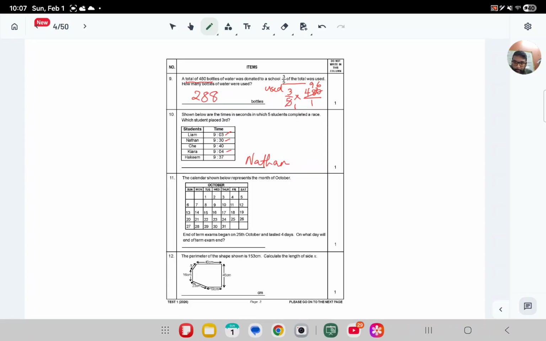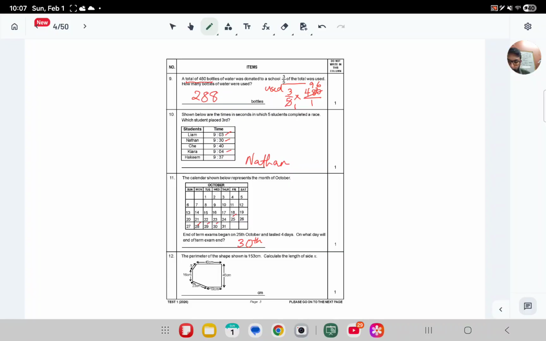The calendar shown below represents the month of October. End of term exam began on the 25th of October and lasted 4 days. On what day will end of term exam end? So the 25th was a Friday. They said it lasted for 4 days. Well, obviously we don't have school on Saturday and Sundays. So if it lasted for 4 days, it would be the 25th, and then we move to the 28th, 29th, the 30th. So 25th, 28th, 29th, 30th. So the date at which it will end is really the 30th.